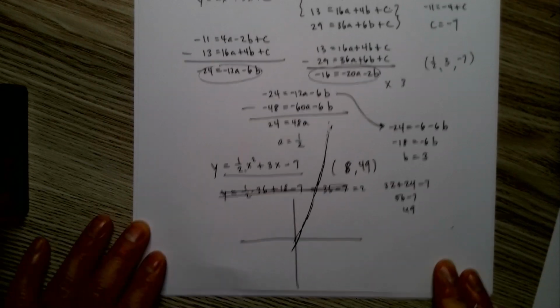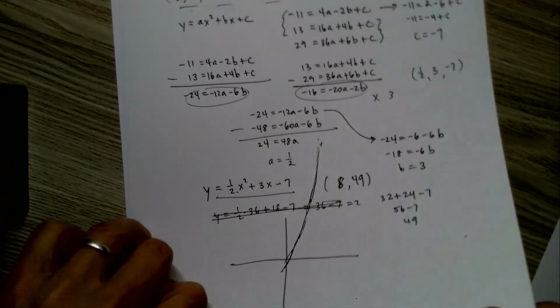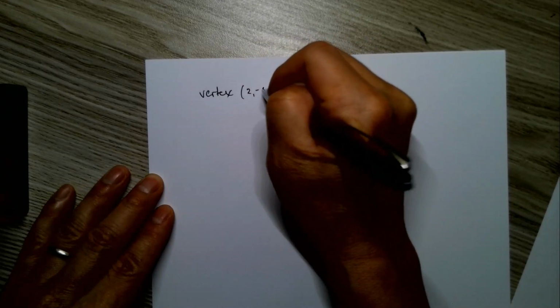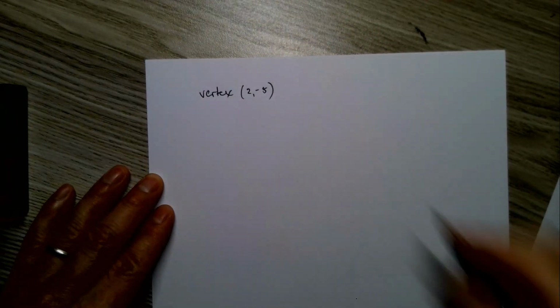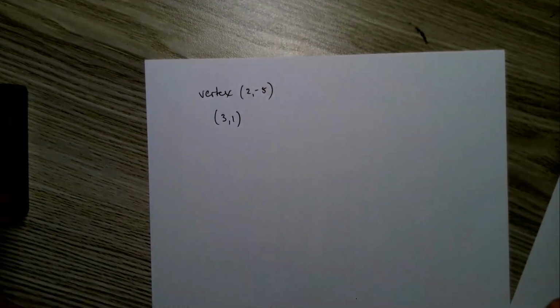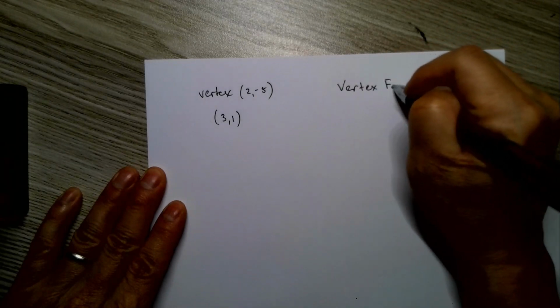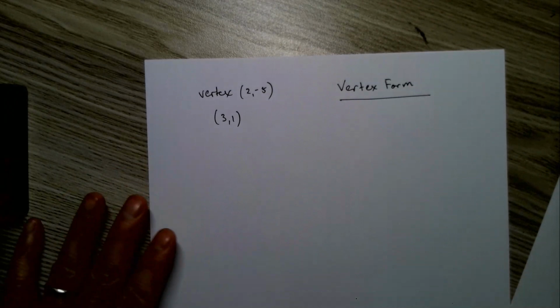Okay, now on to the second type of problem where you're given different information. So what if you're given that the vertex is (2, -5), and then you're given another point (3, 1), and that's all. That's all that you have. Okay, no problem, because we have something called vertex form. And this was mentioned in a previous video.